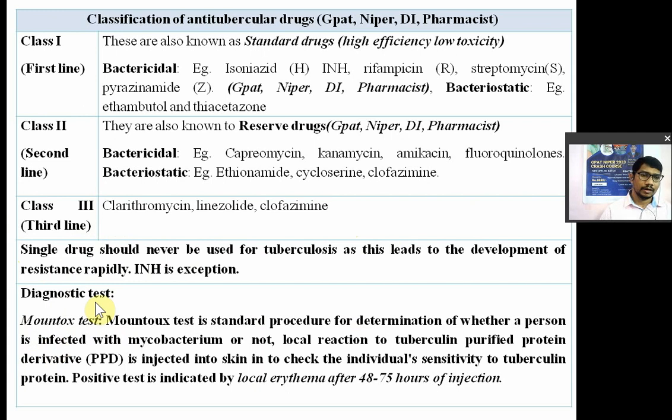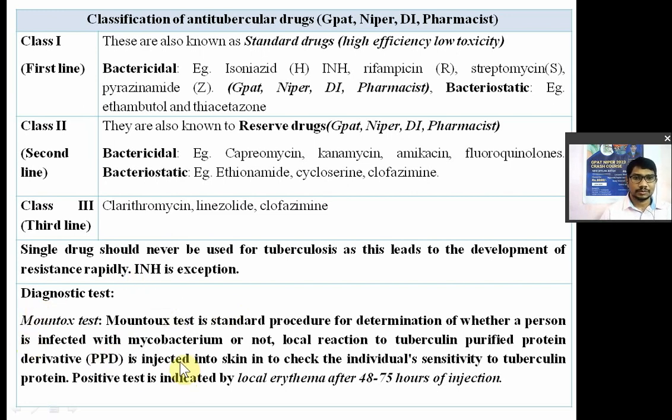Now the diagnostic test for tuberculosis is the Mantoux test. इसके ऊपर क्वेश्चन आ चुका है. Mantoux test is the diagnostic test for tuberculosis. और ये क्लासिफिकेशन के ऊपर बहुत बार क्वेश्चन आ चुका है, इंपॉर्टेंट है. So Mantoux test is nothing but the diagnostic test for tuberculosis.